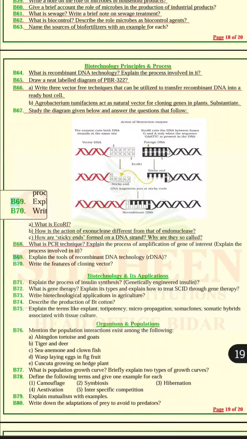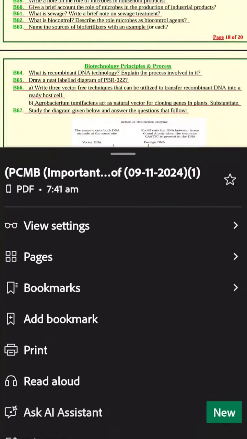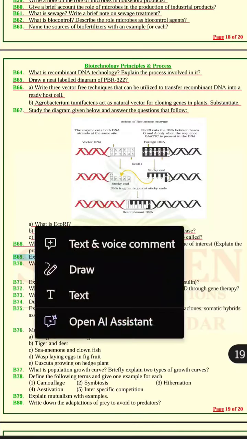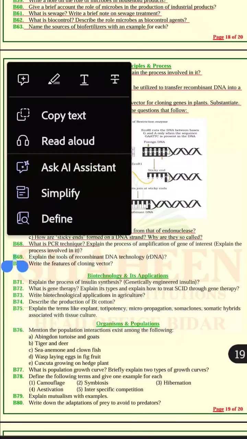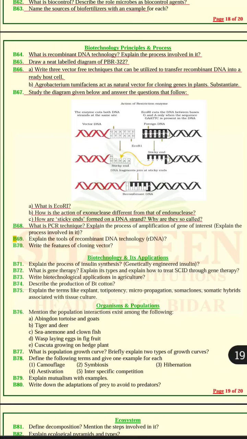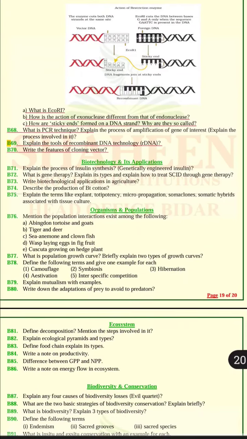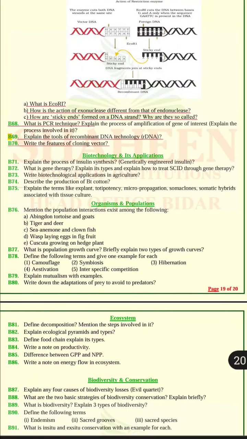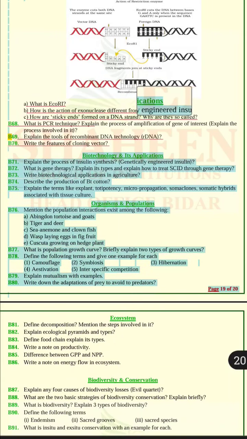Okay friends, and our next question is question number 69, explain the tools of recombinant DNA technology. Question number 70, write the features of cloning vector. And we have the next chapter, that is biotechnology and its applications.